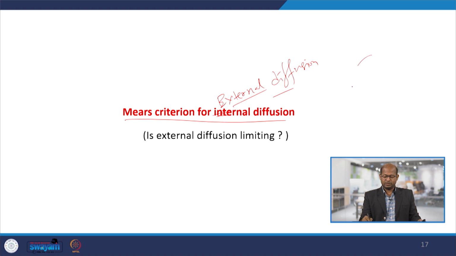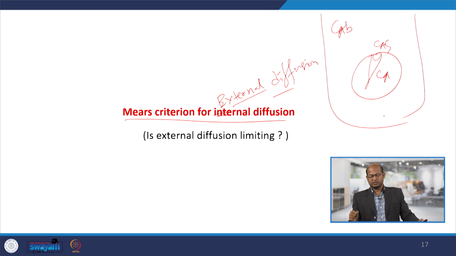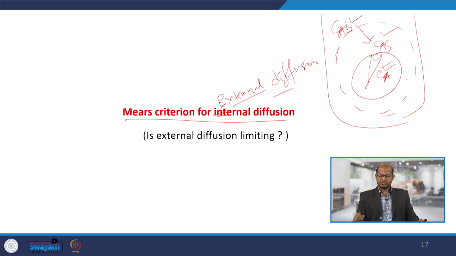External diffusion. Here, catalysts and pores, with surface concentration C_AS and bulk concentration C_Ab. Whenever a reactant is there, this is the bulk concentration, this is the surface concentration, and this is the pore concentration, inside of the pores. Some barrier is there, so concentration changes. If the reaction is very fast, the reactants will be consumed very fast.